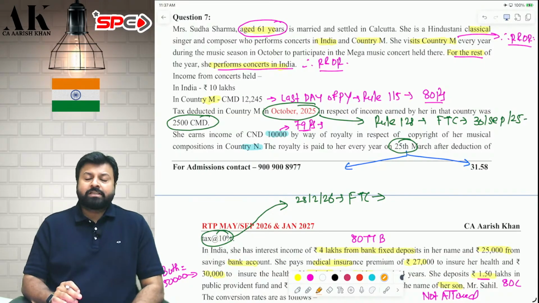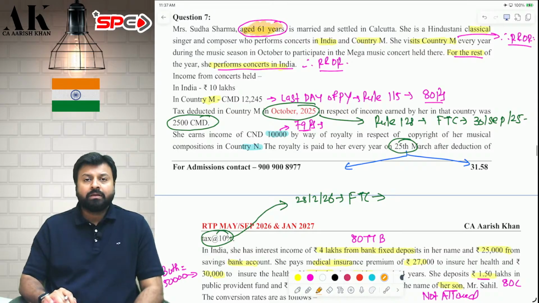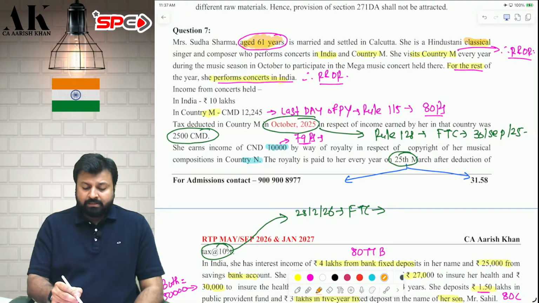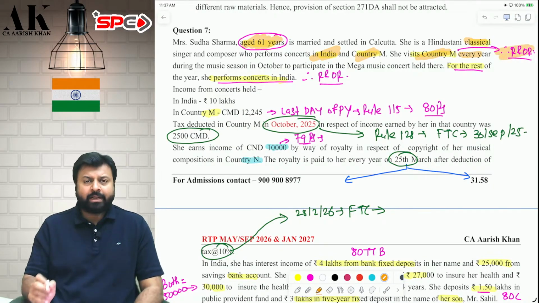Next question, which is on DTAA. Let's try to understand this DTAA question. Mrs. Sudha Sharma is 61 years of age. She is a classical singer. She does concerts in India and country M. She visits country M every year for a few days. Therefore, the majority of the time she is in India. Therefore, she is resident and ordinarily resident, 100%. There is no doubt about it.